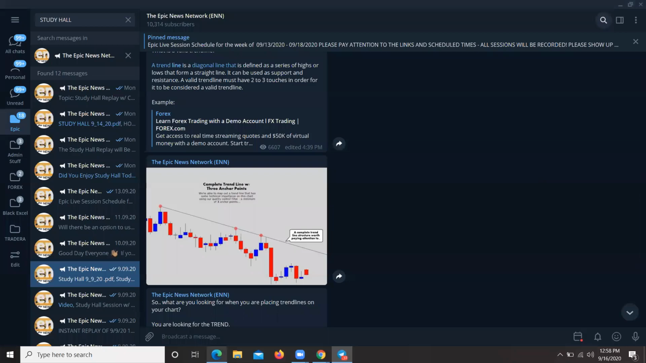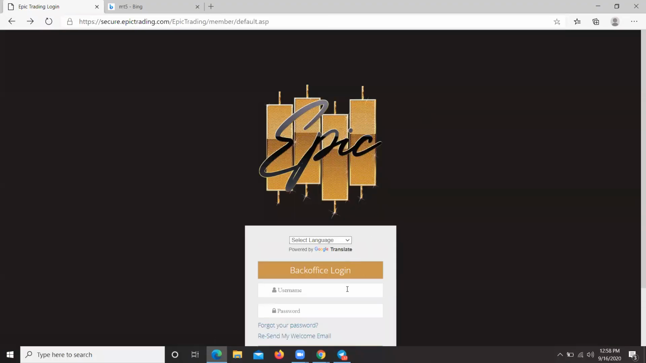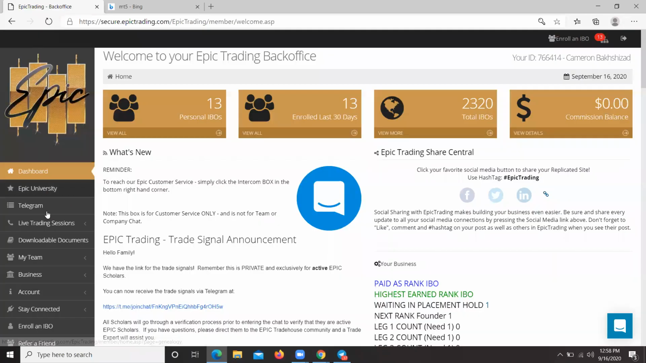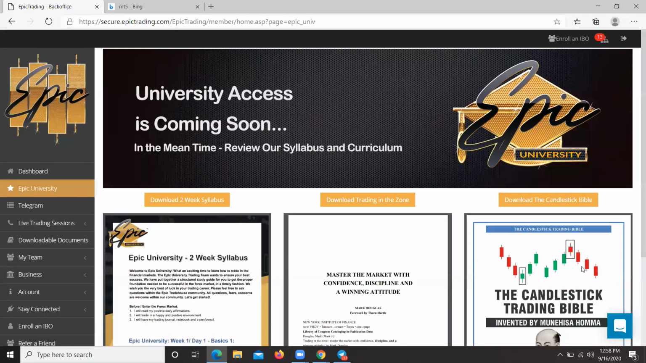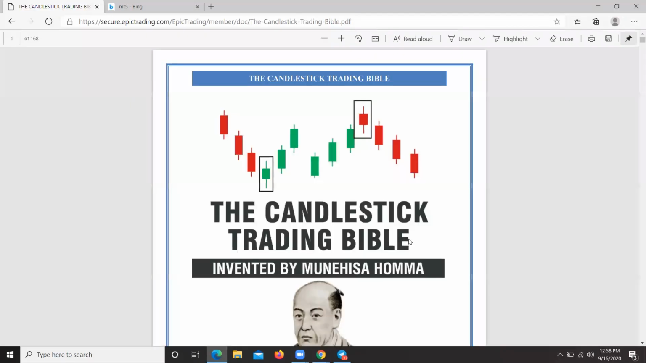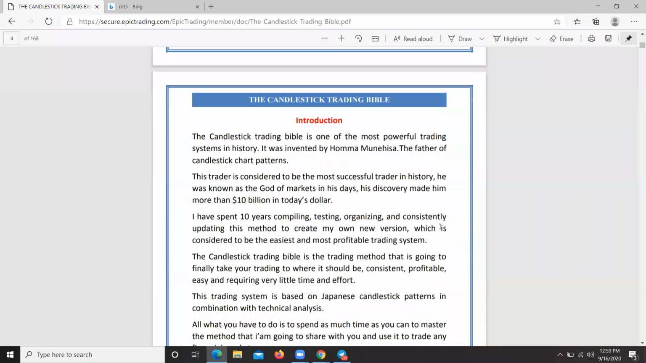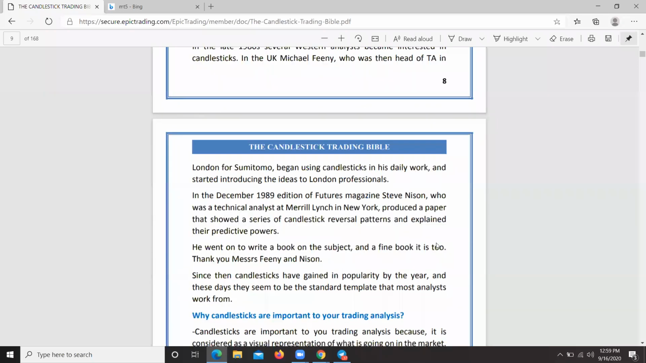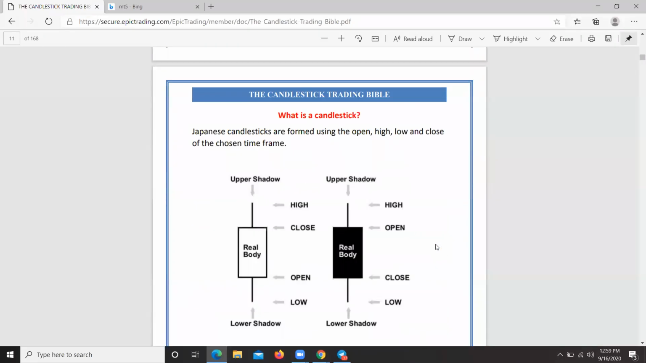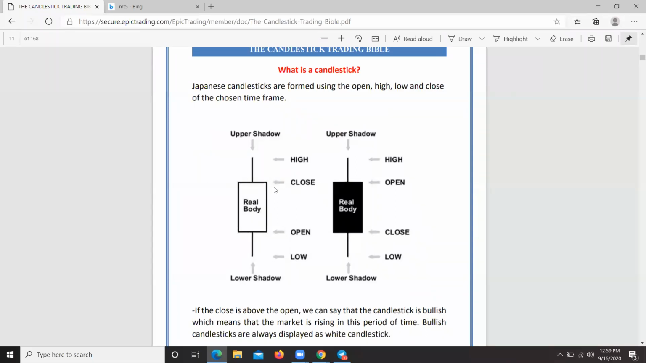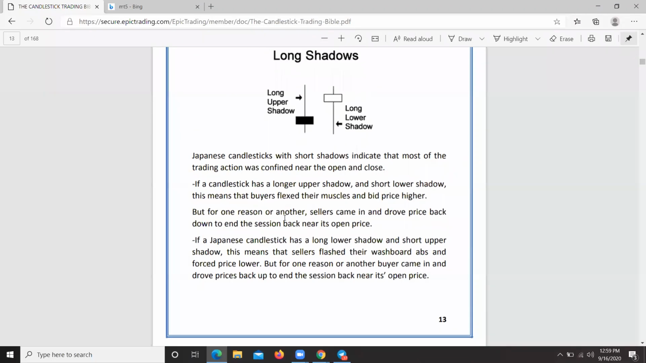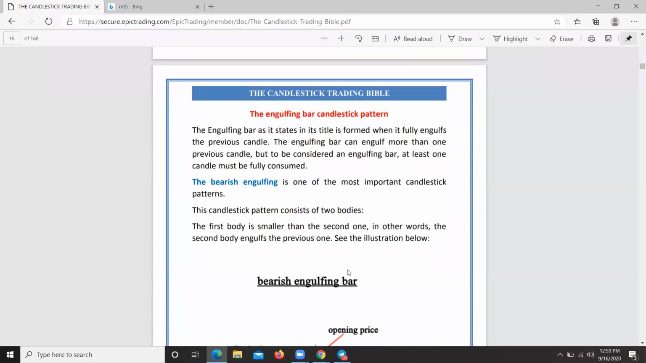Some of y'all need to go inside your back office and get inside your Candlestick Bible. Let me explain something to you. You will marry this book. You will sleep with this book. You will love on this book, because it is going to teach you the history of candlesticks, the anatomy of a candlestick, what it means when a candlestick opens and closes, and the different styles and patterns that form in a market.